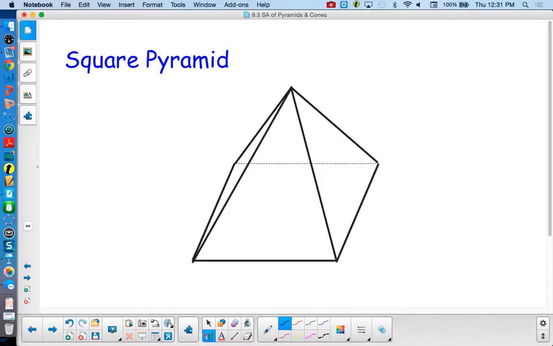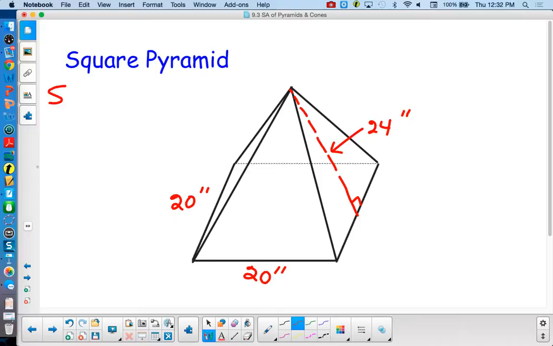Okay, let's say this one has, it's a pretty big base. Let's say it's 20 by 20, and the slant height on it is 24, go inches. Find the surface area. If it helps seeing each of those listed, make your list of things.